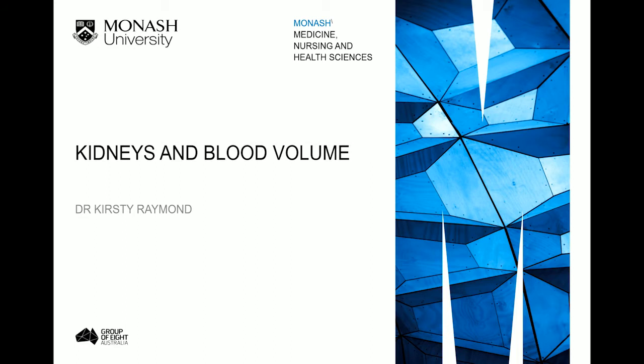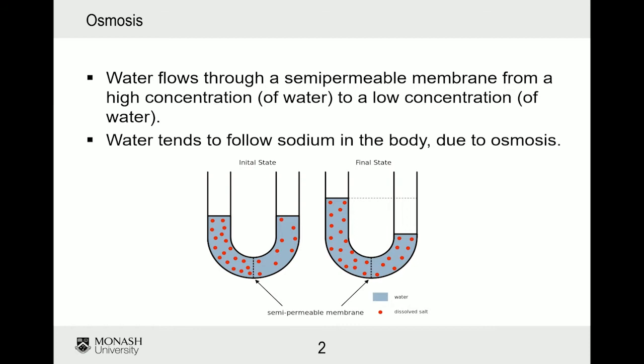So we've had a look at how the kidneys and urine change the concentration of the blood and therefore the body. Now let's have a look at how they change the blood volume itself, so the amount of fluid in the body.